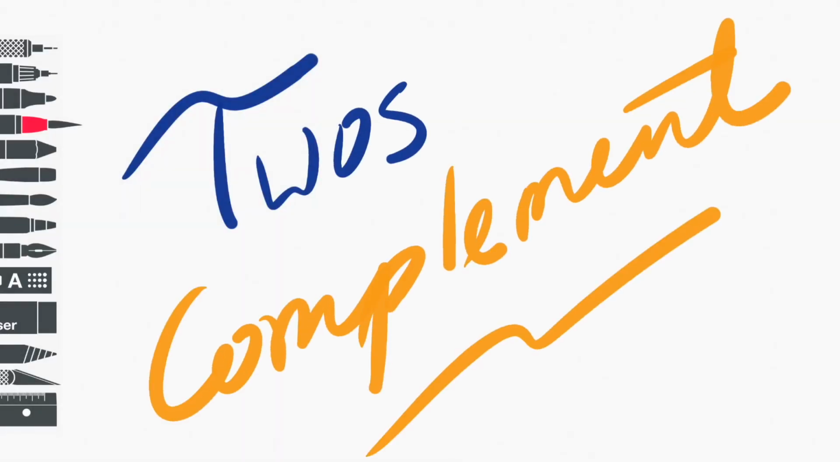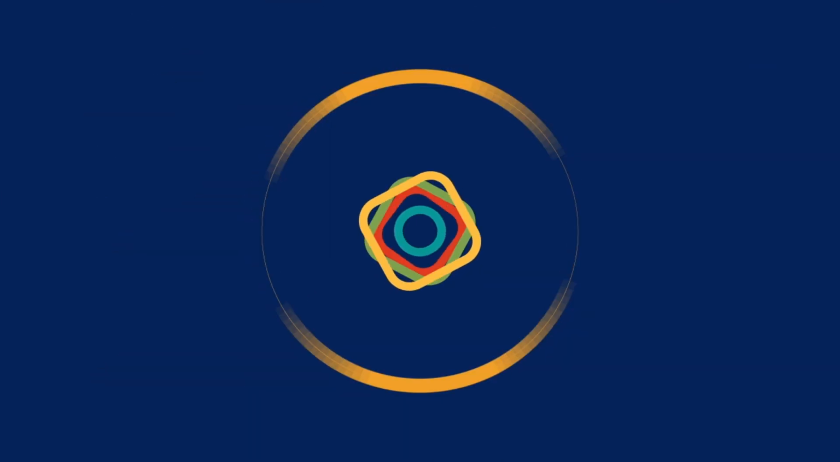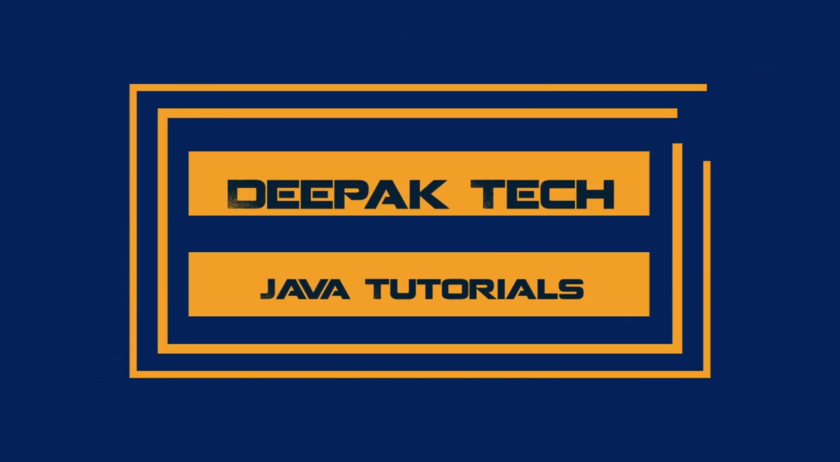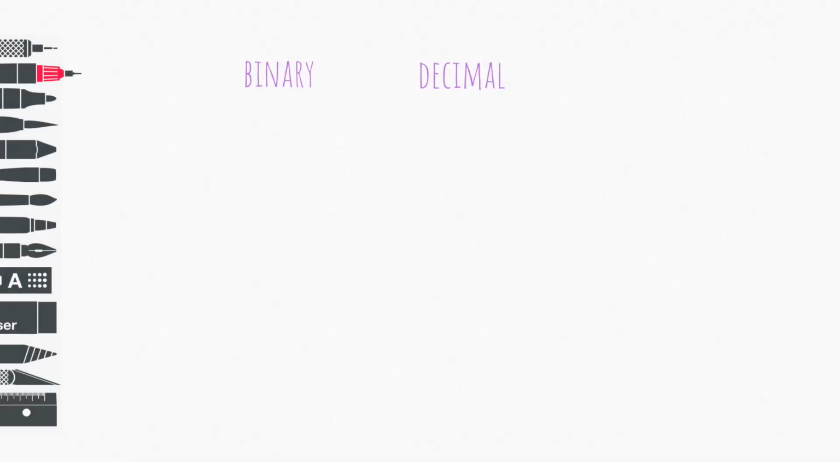Today we're going to be talking about 2's complement. Now before I get into the 2's complement, I want to quickly review how to convert from binary to decimal and decimal back to binary. Let's start with the binary number 0101. And we'll convert the number 6 into binary later.